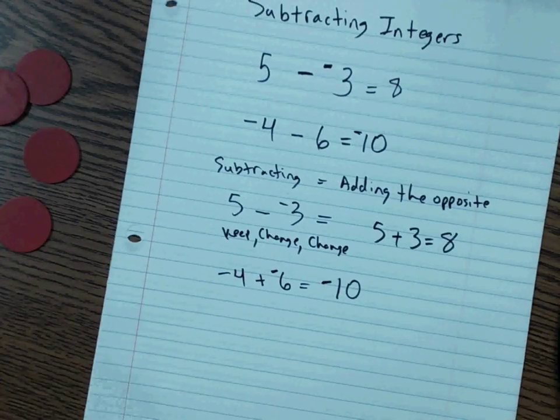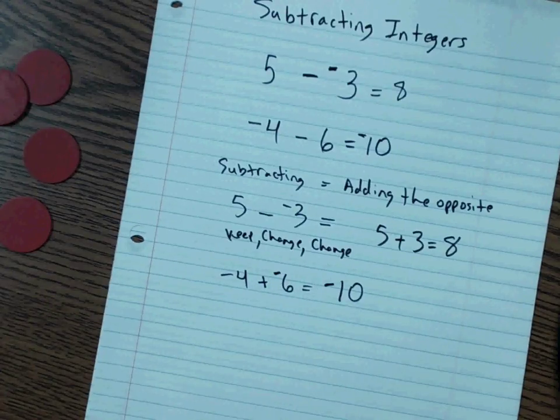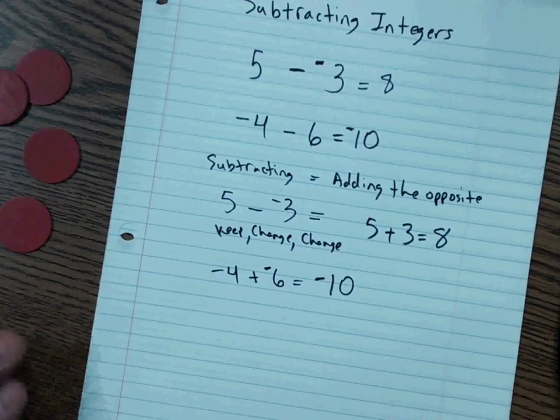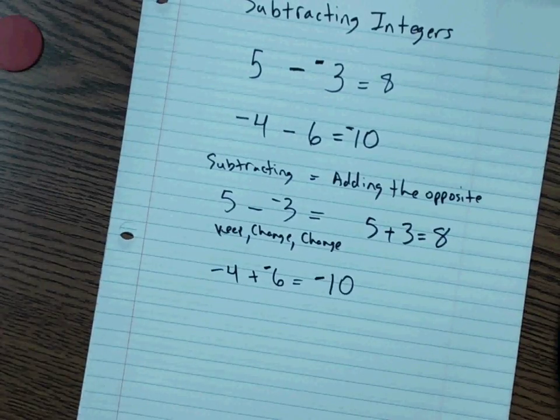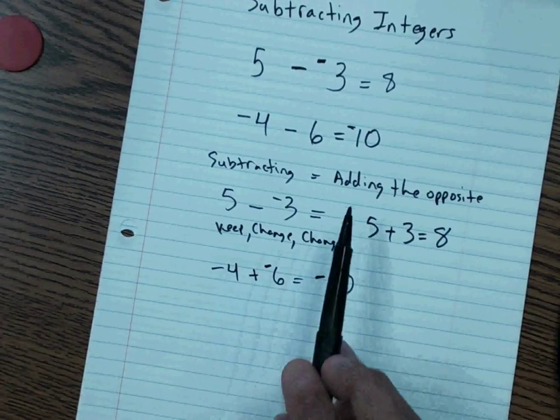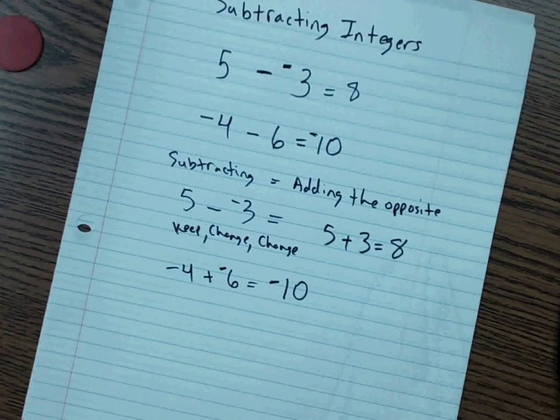You could do the visual way with counters, or you could just keep the rule keep, change, change. Not keep, change, flip. That's something totally different. Do not confuse those with subtracting and adding integers. Okay? So just think of subtracting as adding the opposite.